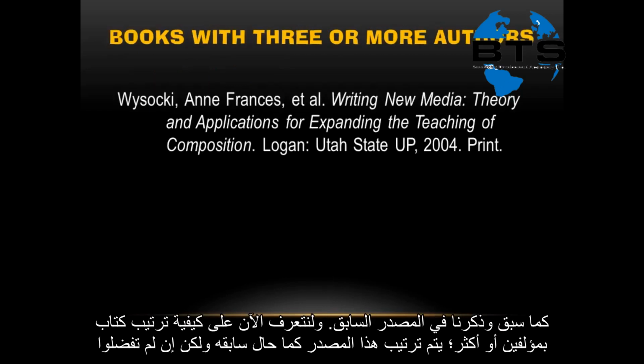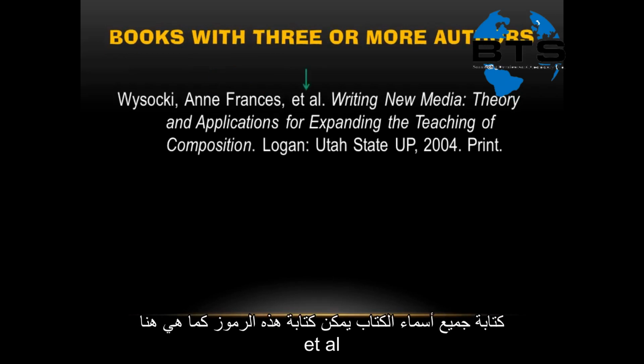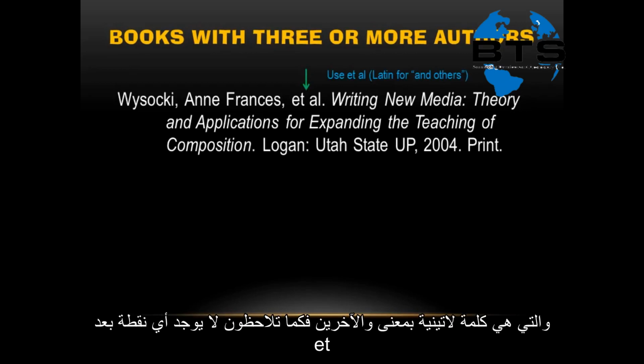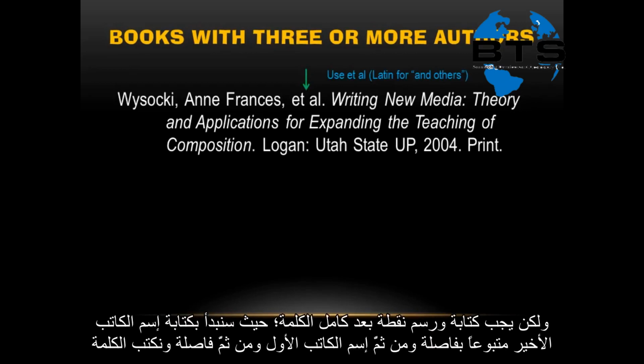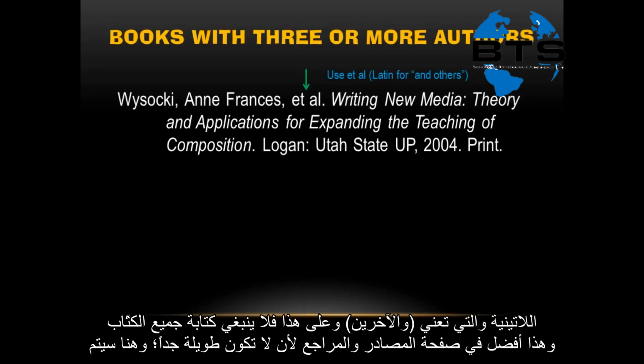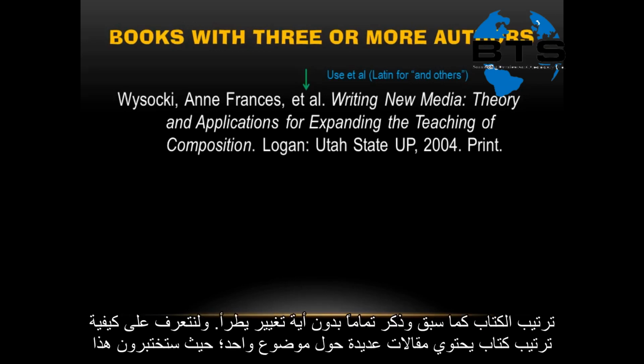Books with 3 or more authors. Same thing, but if you don't want to write out all the authors' names, you can use this thing called et al. And that's Latin for "and others." So notice that there's no period after the "et," but there is a period after the "al." So you're just going to put the author's name, and then a comma, and then et al. And that takes the place of all the other authors that come after that, and that's for 3 or more, so you don't have to bother typing them all out, which is kind of nice if you're doing a big works cited page. And then everything else is the same as the previous example.